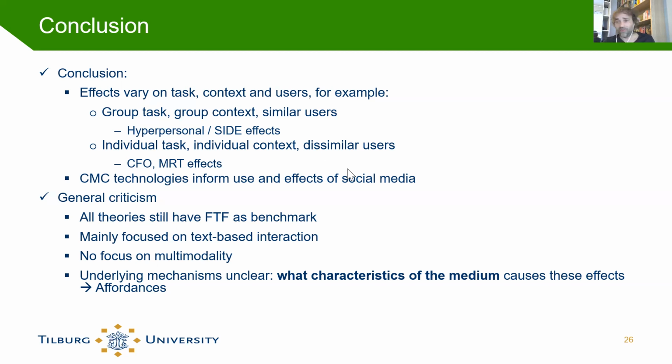And I have a couple of examples coming up now. All theories still use face-to-face as benchmark. Mostly they were developed in a time when people communicated text-based, and there is no focus on multimodality and underlying mechanisms. So basically all these points, except for the first one, relate to that: maybe we should look at the affordances. So maybe we should go beyond, okay, we have less bandwidth available, and look at the things that we can do with technologies that we cannot do face-to-face.